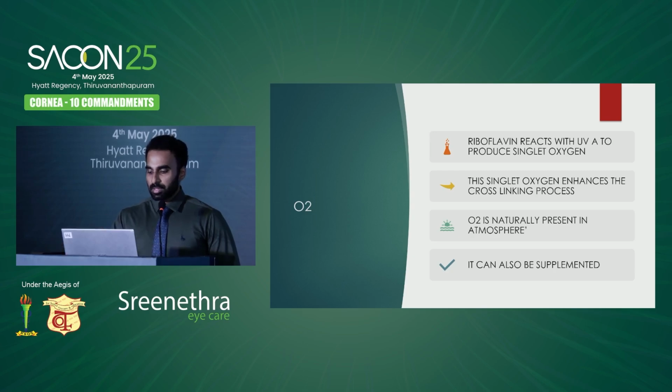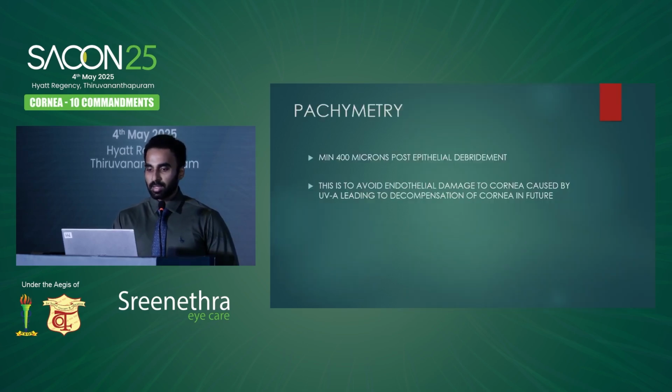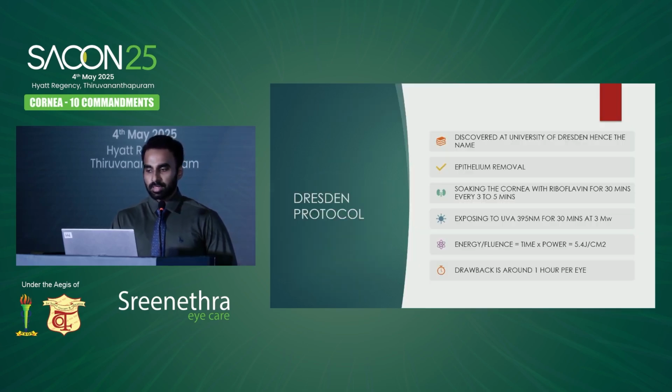O2 is naturally present in the atmosphere, but if you want to enhance the rate of cross-linking, this can also be artificially supplemented. Generally, we don't want to cross-link corneas which are too thin because they might be toxic to the endothelium and cause decompensation. So in the general Dresden protocol that was originally described, a minimum of 400 microns is needed for cross-linking.